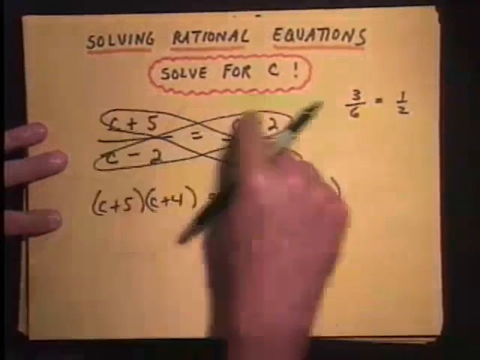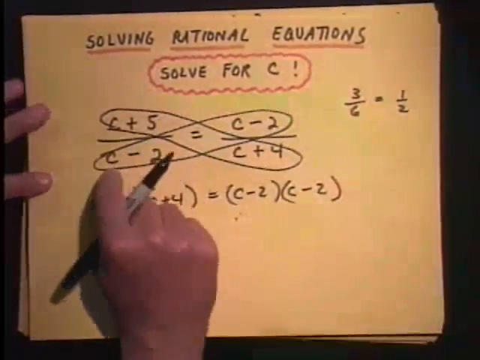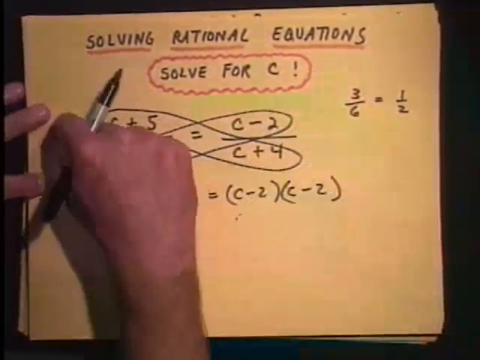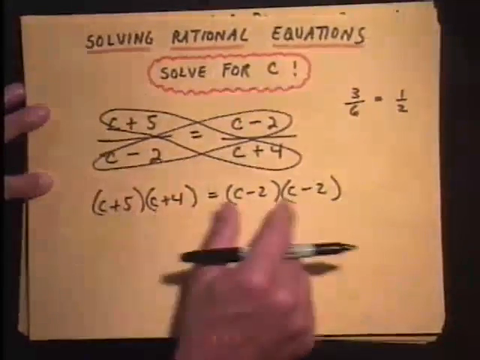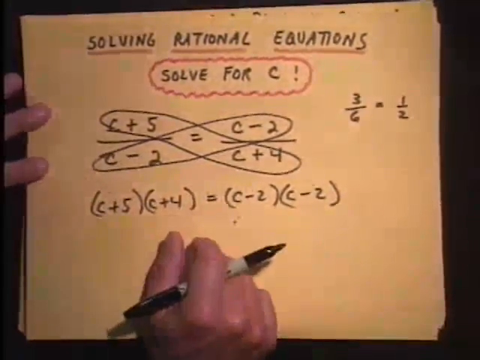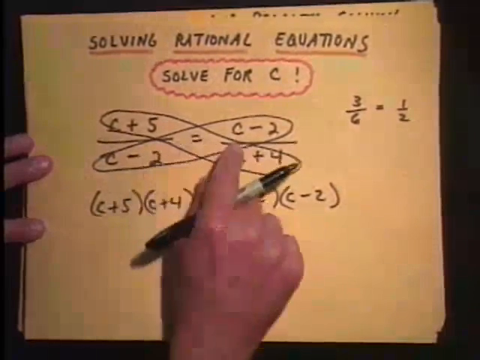And even if you multiplied both sides by the common denominator, C minus 2 over C plus 4, if you wanted to do that on each side, you would still get to here. So it works both ways. I mean, you know, if you just have two fractions like this.